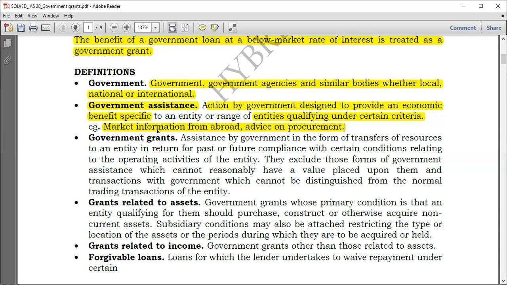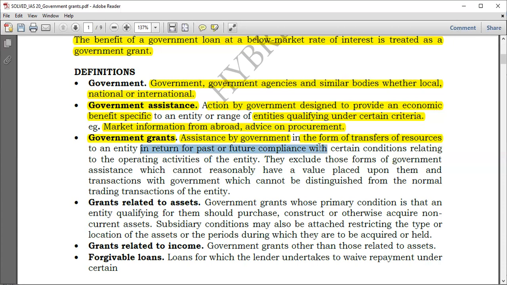But now, when we speak of government grants, we mean that it is also government assistance just like this, but it is an assistance by the government in the form of transfers of resources. It is not like just some useful information is brought to you. No, there is an actual transfer of resources to an entity. The government transfers resources to you in return for past or future compliance. So it's not like just a normal system where you qualify under a certain criteria. No, in return for past or future compliance.